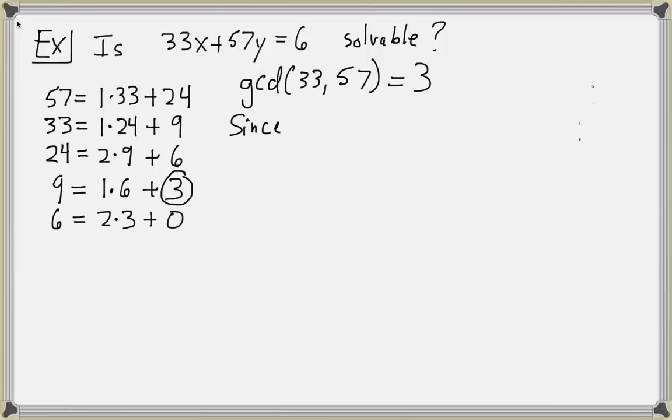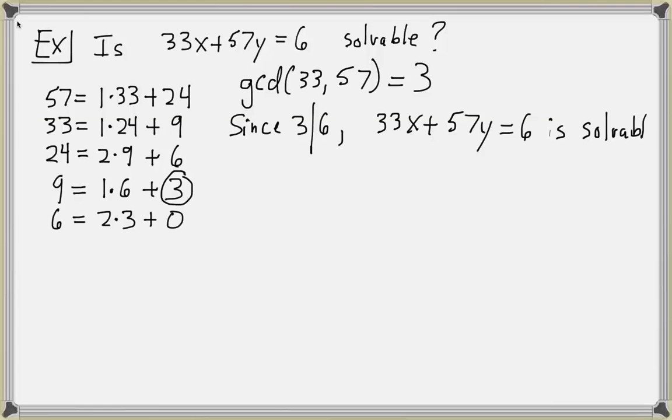Since 3 divides 6, 33x plus 57y equals 6 is solvable. That means we can find integers x and y that will satisfy this equation. Well, let's find a solution to this linear Diophantine equation.